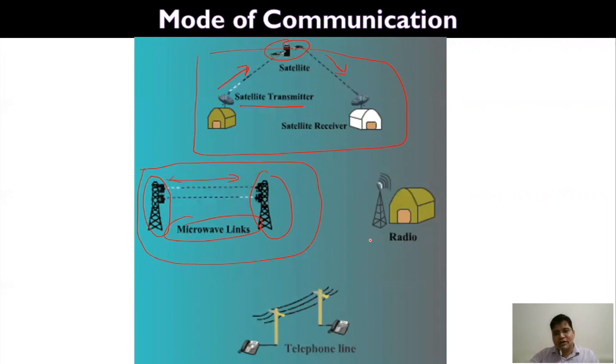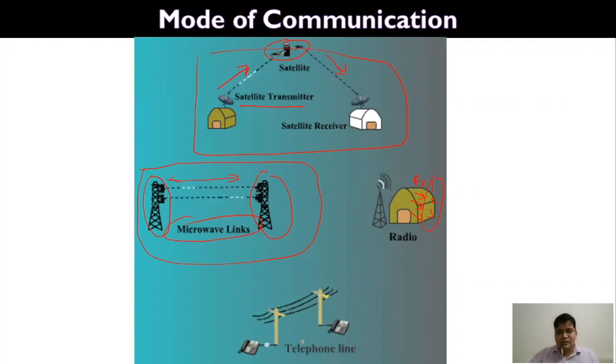The third example of the mode of communication is the radio. It is broadcasted over there. A number of receivers may receive the signal which is being broadcasted. Receiver 1, receiver 2, receiver 3, receiver 4, all of them can receive the broadcasted signal, which is broadcasting on the FM or radio signals.